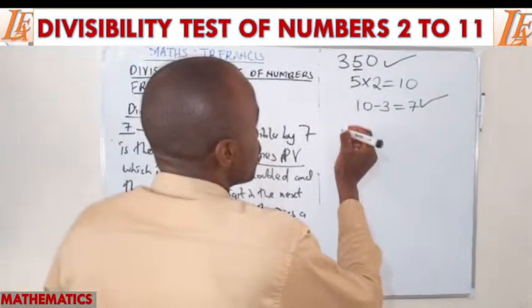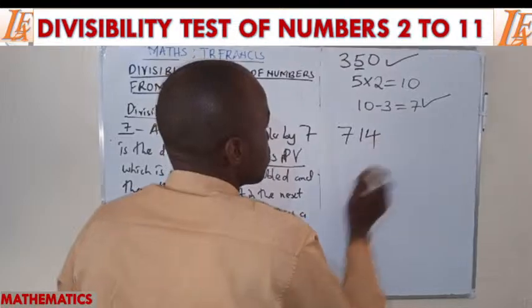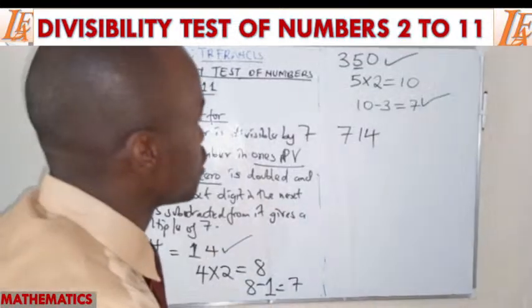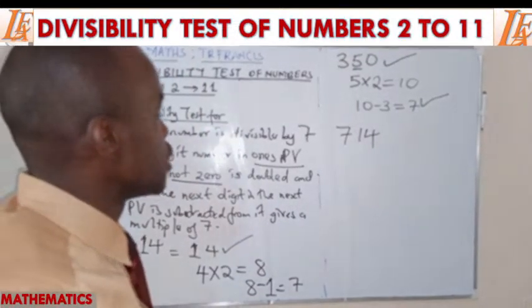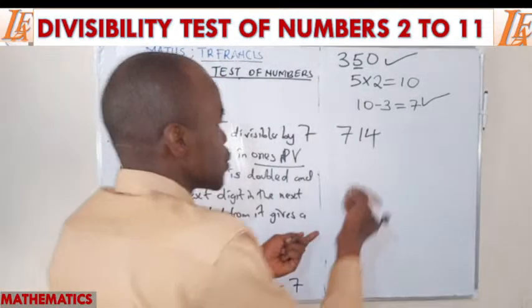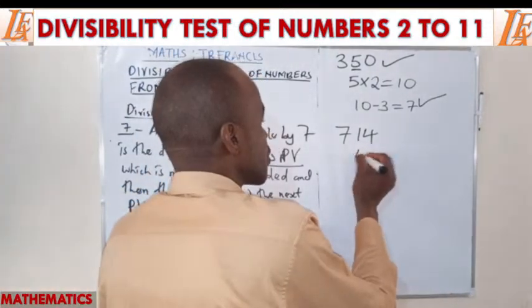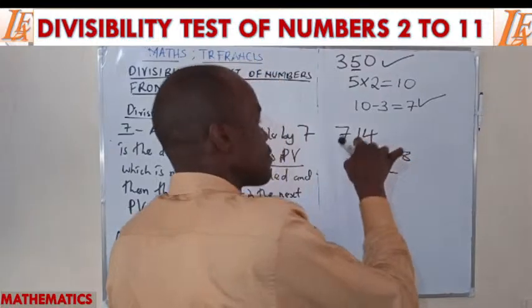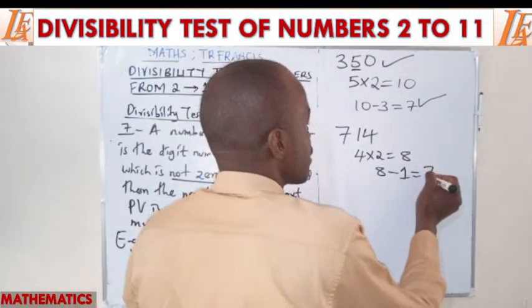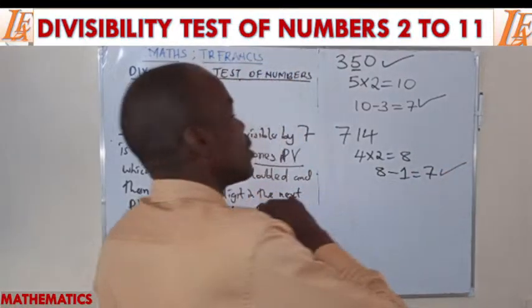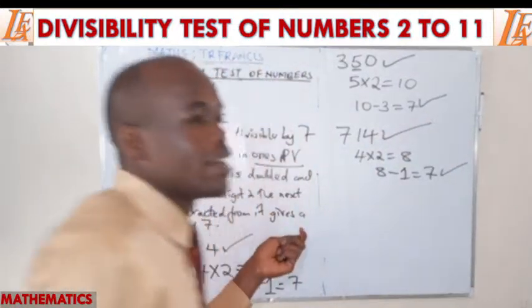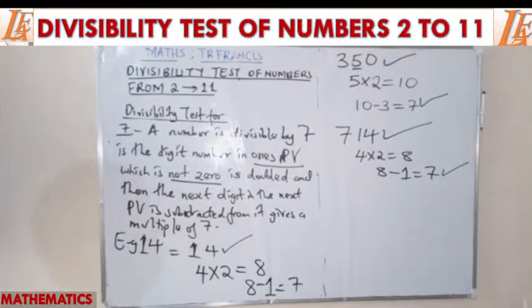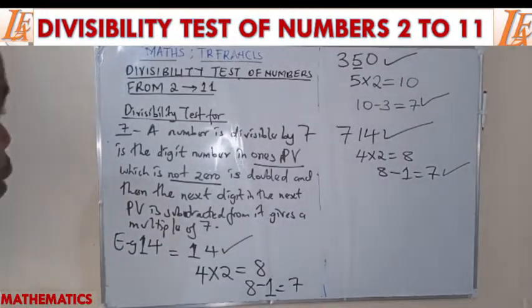We come to 714. Let us see. 4 times 2 is 8. 8 minus 1 gives us 7. Therefore, 7 is a multiple of 7, and the entire number is divisible by 7. That is the divisibility test for 7.